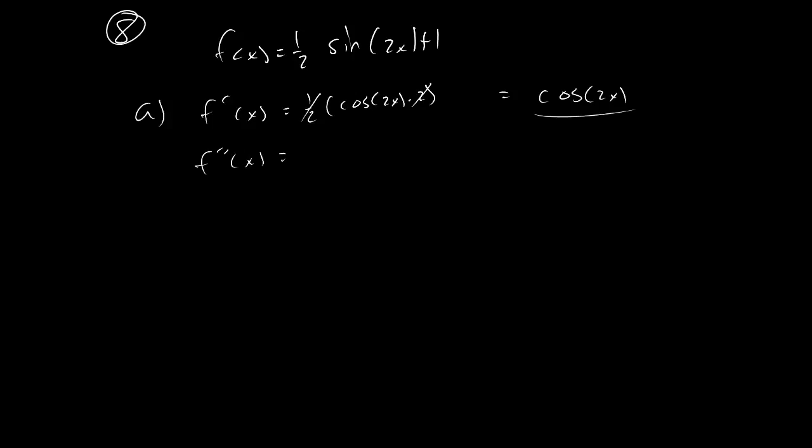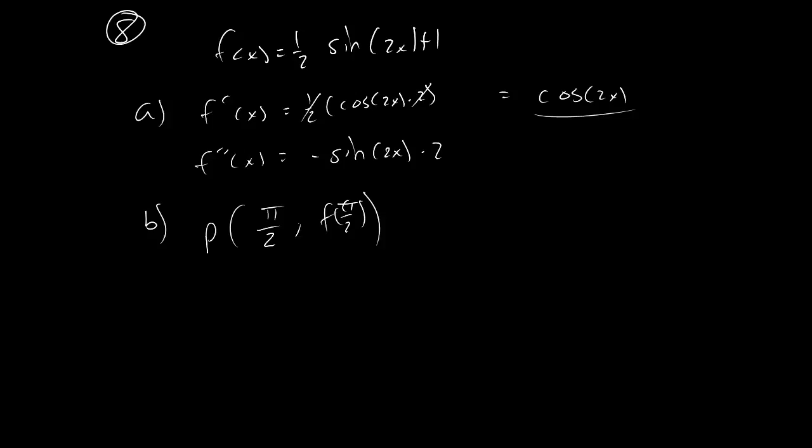So now I'm looking for the derivative of this. Outside would be negative sine 2x times my inside is negative 2. So my outside, my inside. It says find the equation of the tangent at this point, pi over 2 comma f of pi over 2.